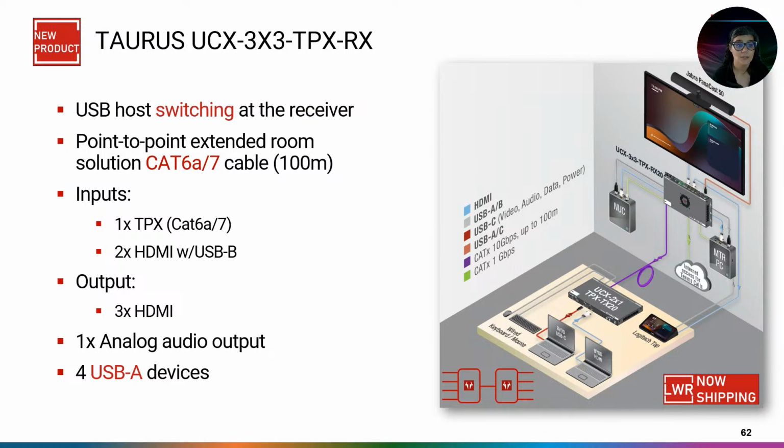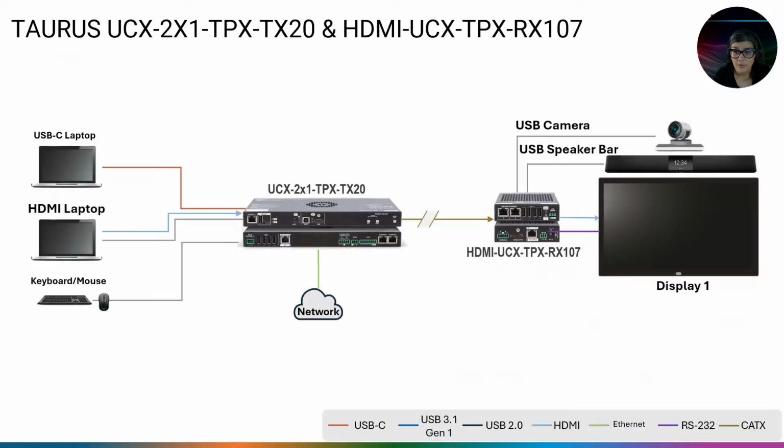You're going to get your one input that is coming from the TPX unit, and then you're going to have 2 additional HDMI USB-Bs, and then you have the ability to have 3 additional display outputs there, and of course your analog audio out and your additional 4-port device on there. So let's see how that kind of translates in the real world.